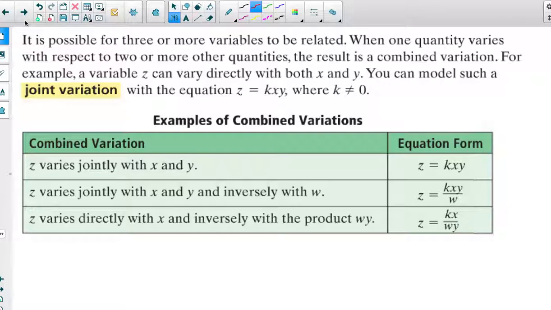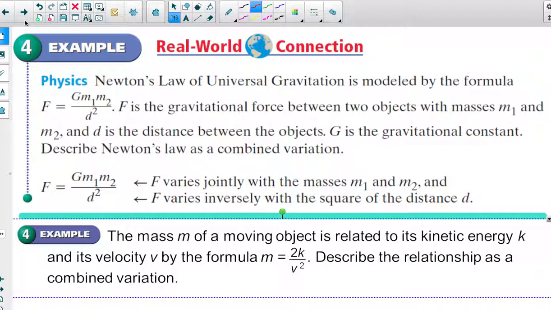All right, take a look at example 4. A lot of times we see in physics predominantly a lot of different formulas that we're using that have direct variations and inverse variations, all right? So it's a combination of.